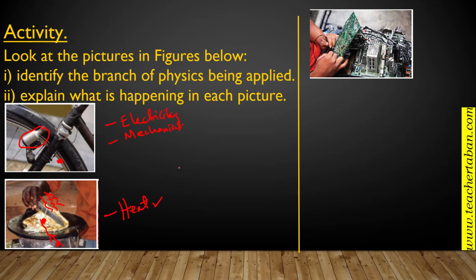Then picture number 3, someone is operating a computer, the CPU of the computer. But still, this could be a mechanic operating a radio, a TV set, your mobile phone, the laptop, the tablet, any electrical device. So under this diagram here, you can see someone trying to use a branch of physics called electricity. So those are some of the applications of the branches of physics.